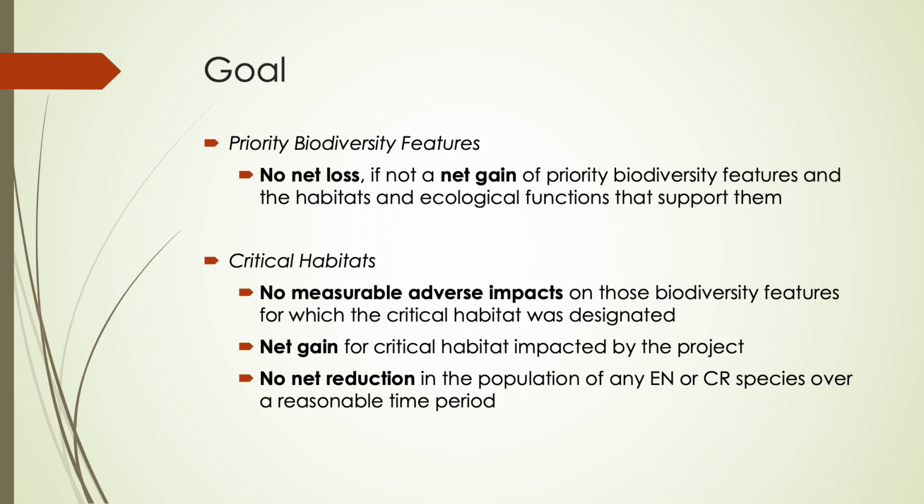PR6 lays out specific mitigation requirements for priority biodiversity features, critical habitats, and ecosystem services. The broader goal of these requirements is to achieve no net loss of priority biodiversity features and a net gain in critical habitats. Impacts to ecosystem services should be avoided, minimized, and restored. Of course, the client should agree with EBRD on a threshold for materiality of impacts to determine when no net loss or net gain requirements apply.